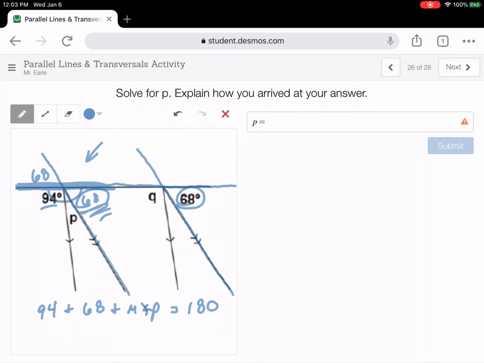All right, and this is where I'm going to do some addition and then eventually subtract. So what I end up coming up with here is that the measure of angle P is equivalent to, no, that's not right. Sorry, that's Q. The measure of angle P is going to have to be equivalent to 18. Right, 68 plus 94, there we go, 162, yeah, 180. So the measure of angle P has to be 18 degrees.